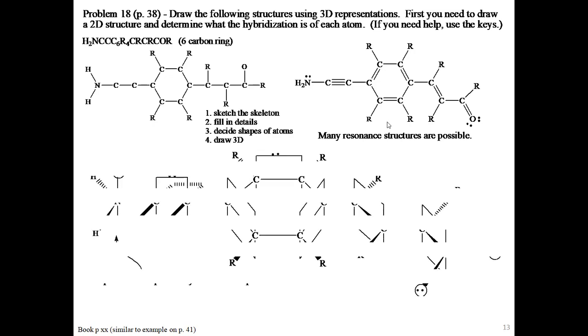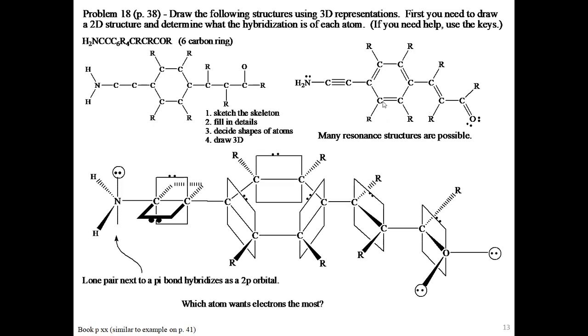Okay. Now, if I tried to draw that out, places where you might get in trouble would be on this nitrogen, because you might draw that as sp3. But in fact, this lone pair can push into the pi bond. And so that's going to make this sp2. It's just hard to see right here. This looks pretty clear, sp, sp, so this is linear.